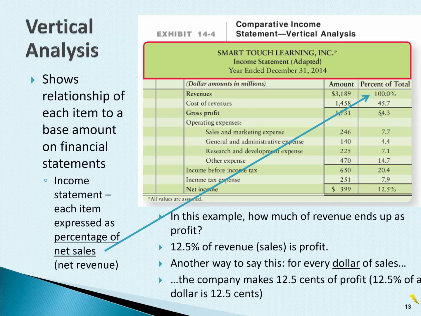Gross profit for this company is 54.3% of revenue. What that means is for every dollar of revenue, 54.3 cents is gross profit. Now remember, the formula for gross profit is revenues minus cost of goods sold. In this case, the company called it cost of revenues, but it's usually called cost of goods sold.